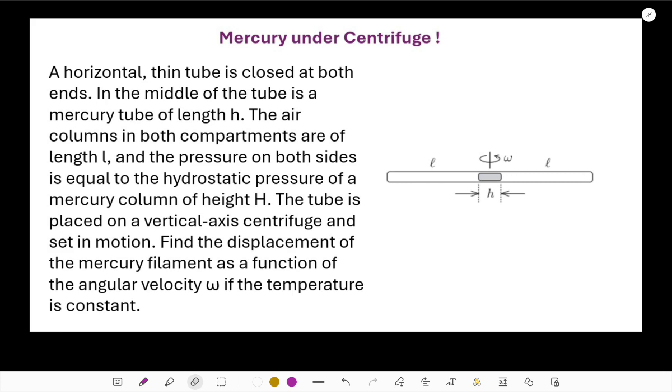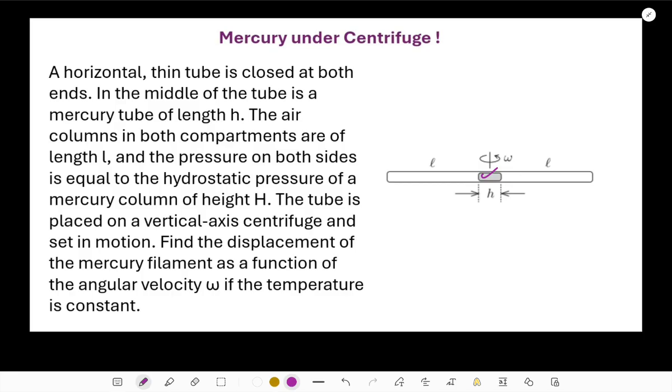We need to solve this problem because we have picked up a few things. One of the most important things is the temperature is constant. We are going to use it, and we need to find out the angular velocity omega. No, the displacement of the mercury element in terms of omega. This is our main target.